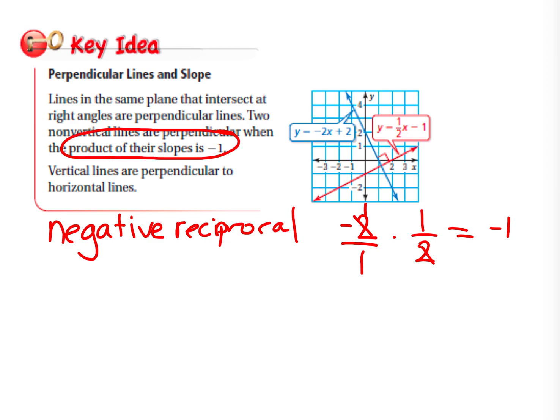Same thing here, it's just that one of your numbers is going to be negative and one of them is going to be positive. If you have a vertical line and a horizontal line, those are also going to be perpendicular to each other. Again, they're not saying that the product equals -1 because one of those slopes is undefined and one of those slopes is 0. But if you have a vertical and horizontal line, those will be perpendicular as well.